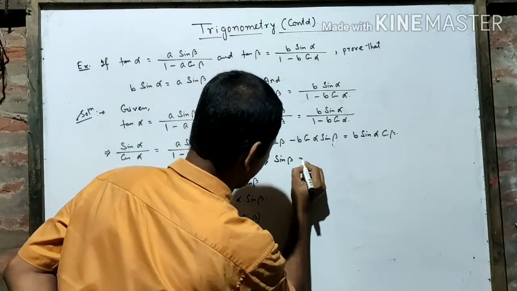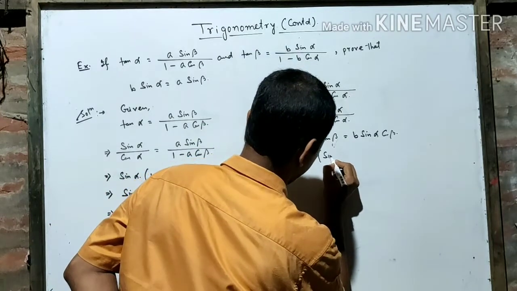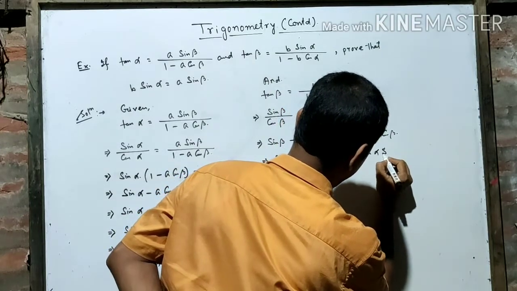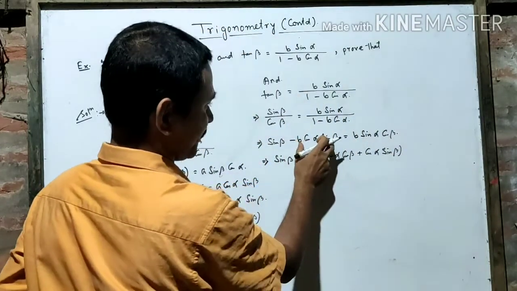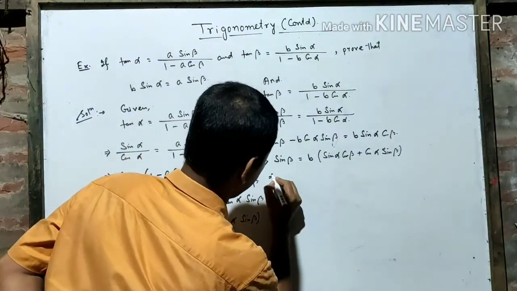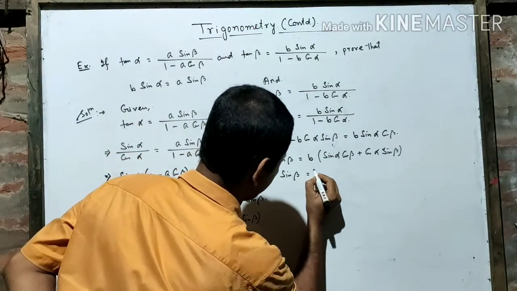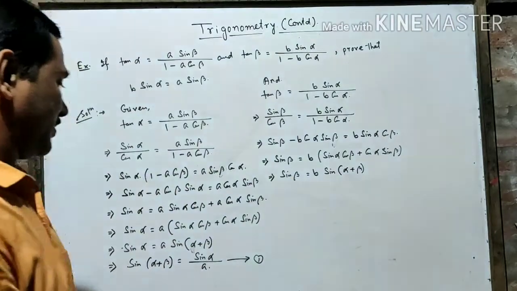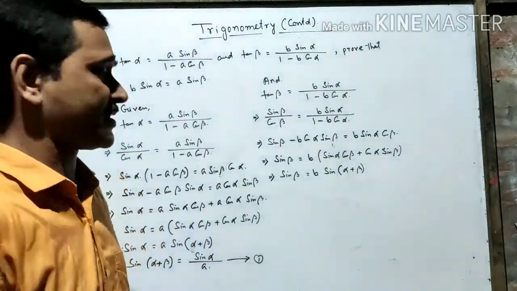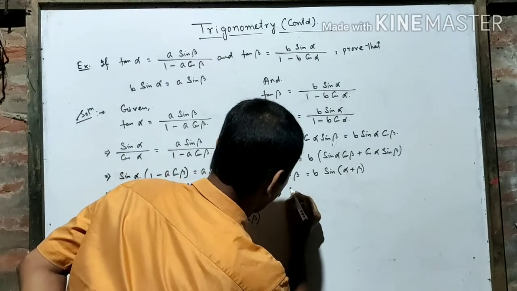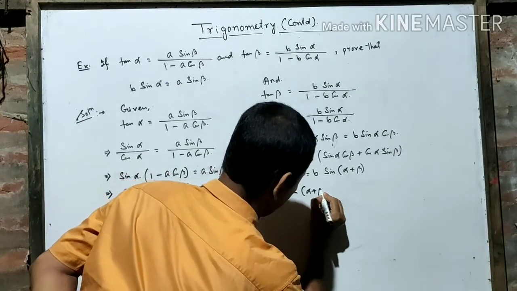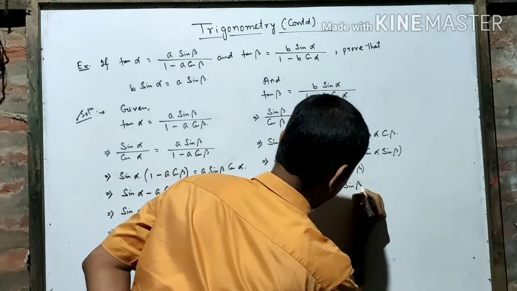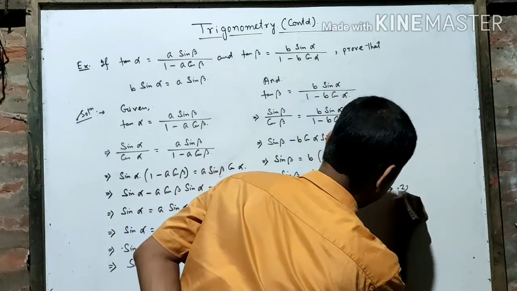This implies sin beta is equal to, taking b common, sin alpha cos beta plus cos alpha sin beta. This part is brought to the right hand side. This implies sin beta is equal to b sine of alpha plus beta. There you go. So the second relation also gives us sine of alpha plus beta, and we are going to eliminate it. Sine of alpha plus beta is equal to sine beta by b, mark it by 2.